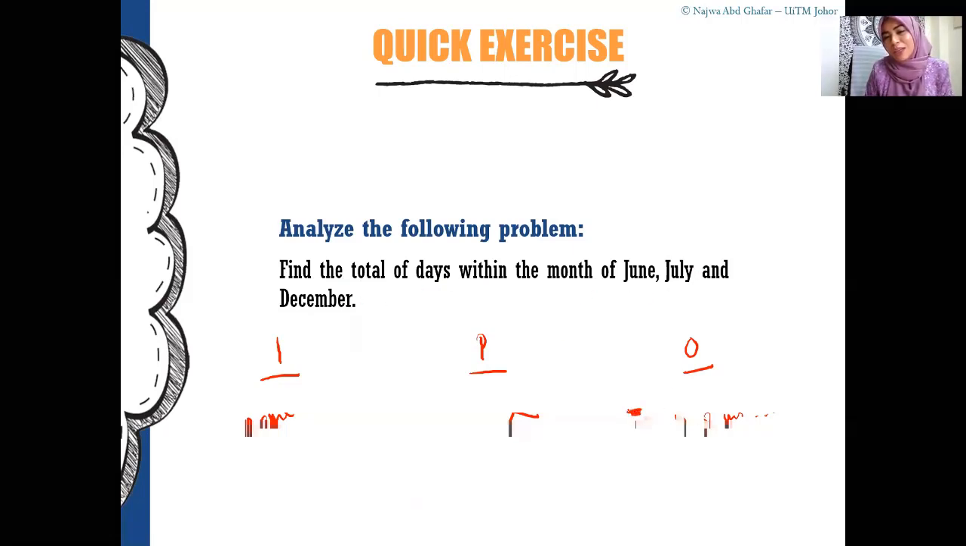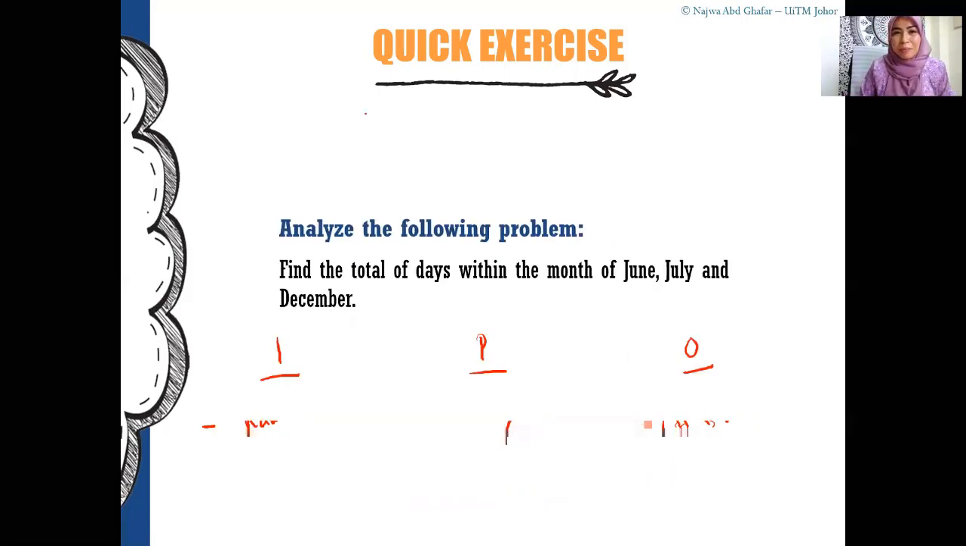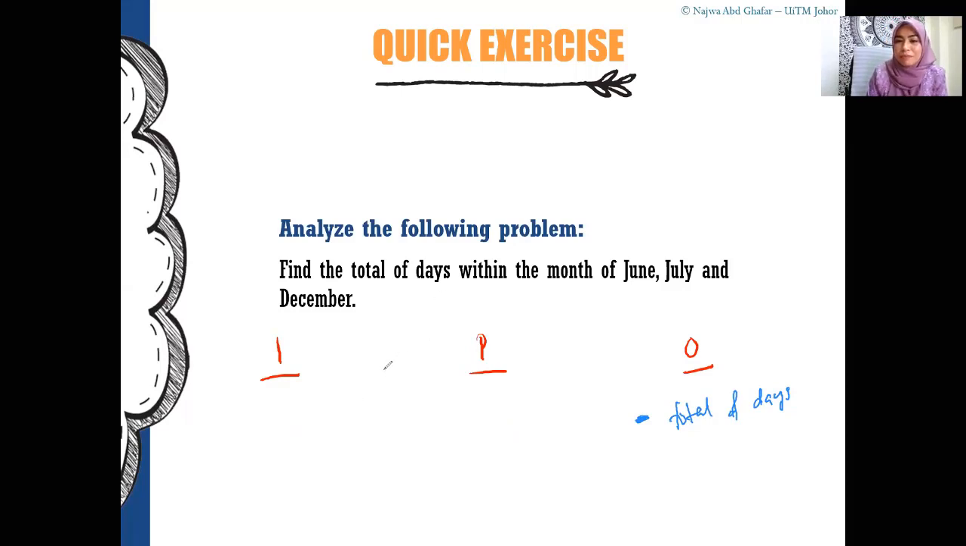So okay, you boleh pilih sinilah benda yang pertama I perlukan. Benda pertama yang I perlukan adalah total of days. So I write here total of days. Okay. So macam mana nak dapatkan total of days? I perlukan something tak from user? Yes. The days of June, July and December.